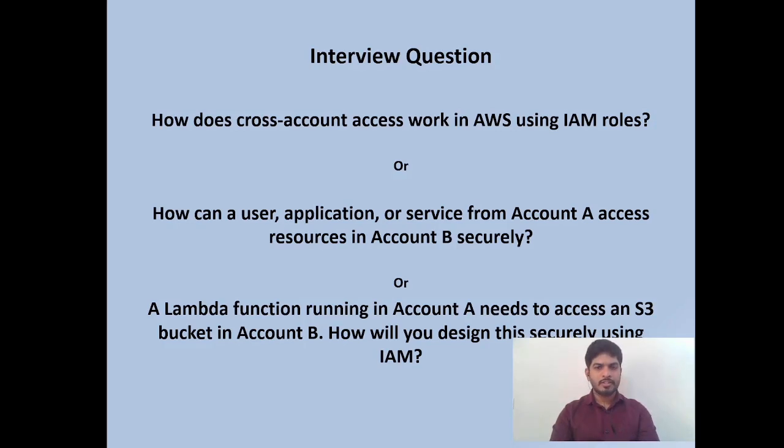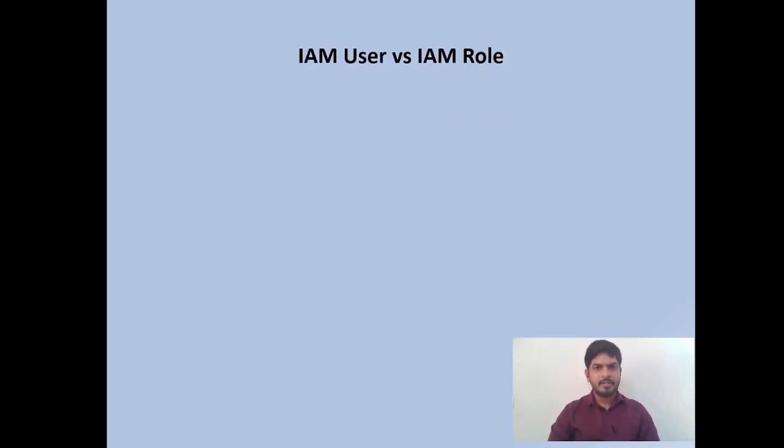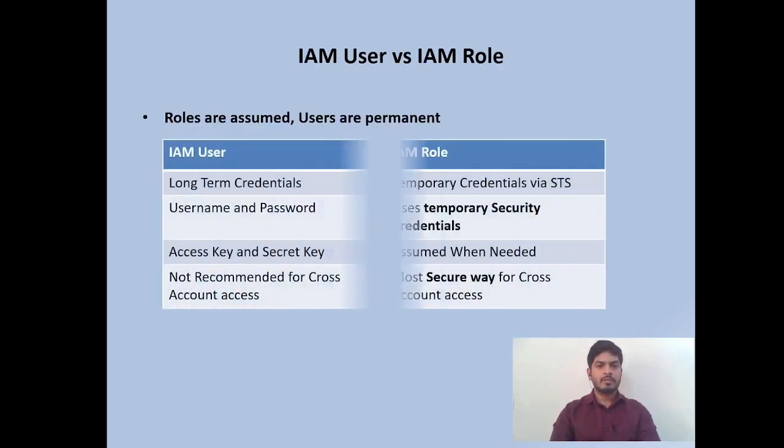Before solving this question, let's clear one fundamental concept. Let's see the difference between IAM user and IAM role. An IAM user represents a human or application that needs long-term access to AWS. It has permanent credentials such as username and password for console access and access key and secret key for programmatic access. On the other hand, an IAM role is an AWS identity that does not have permanent credentials. Instead, it provides temporary access and it is assumed only when it is required.